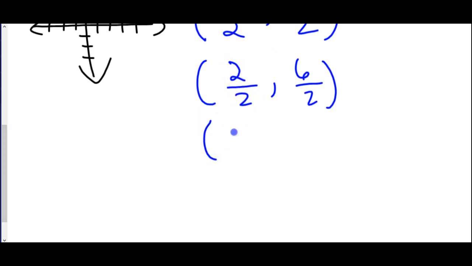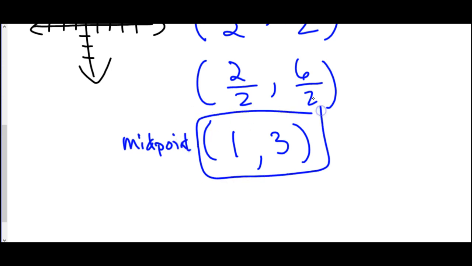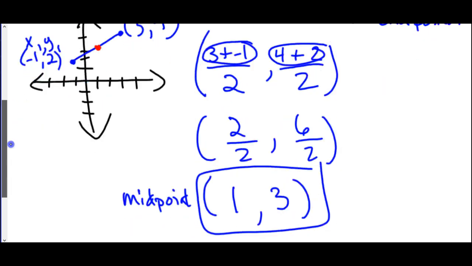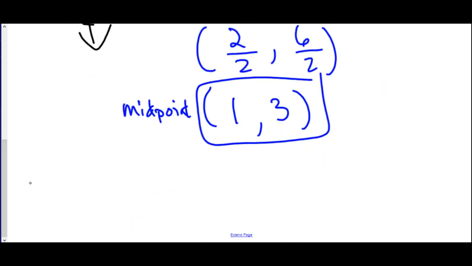2 divided by 2 is 1. 6 divided by 2 is 3. So this would be the midpoint. That would be the coordinate 1, 3. So our eyeballing it was pretty close, but again, it may be like 3.5 or something, so you need to plug it into the formula to know for sure.